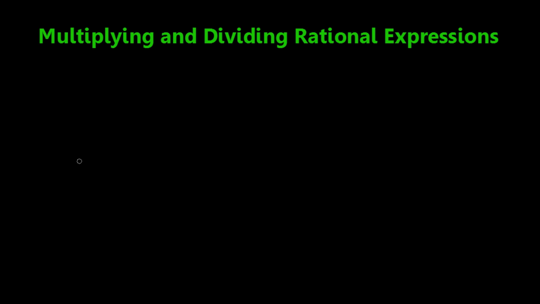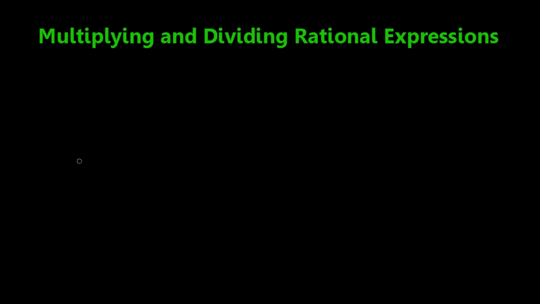Okay, in this video we're going to be talking about multiplying and dividing rational expressions. A rational expression is a quotient of polynomials. Now you can simplify these quotients by factoring, canceling any common factors in the numerator and denominator, simplifying, and then writing your restrictions for the domain. What we can also do is multiply and divide these expressions.